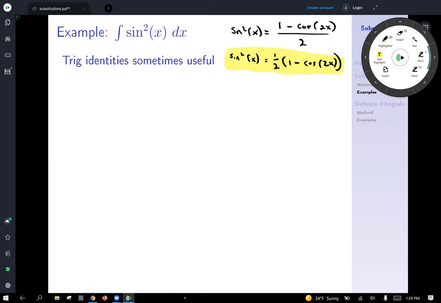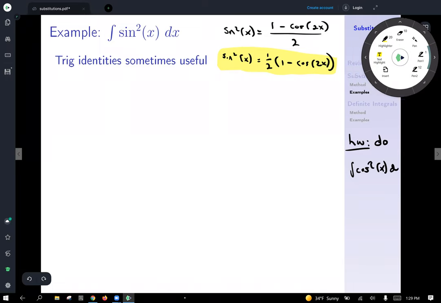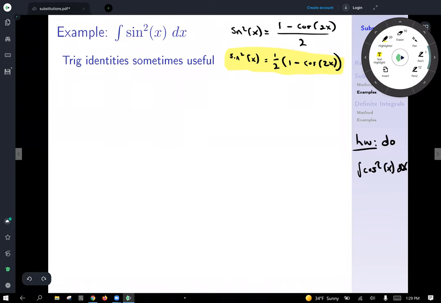On your own, I'm not going to grade this, but I'm going to assign it right now. Homework: do the integral of cosine squared of x dx. Do the integral of cosine squared of x dx and bring it for next time. Will I check you? No. Will I remember this? No. If you remind me, will we go over it? Oh, yes. So do it.